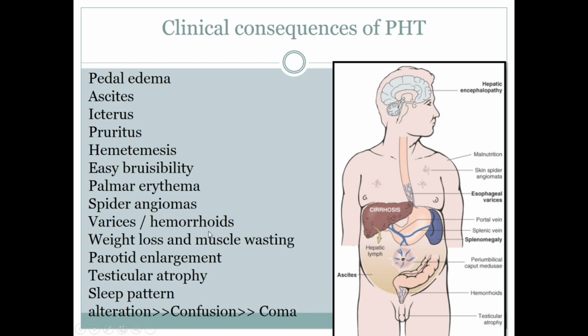Varices or hemorrhoids, the piles which I showed you in the rectum, this one. Weight loss and muscle wasting are bound to happen. Parotid enlargement can happen. This is something in portal hypertension. There is an explanation for it. I don't know really why.